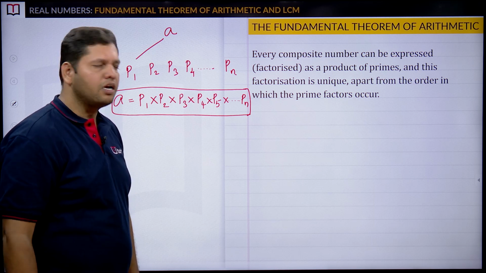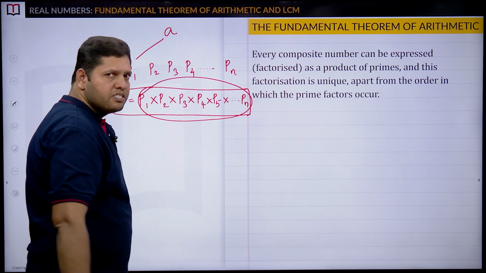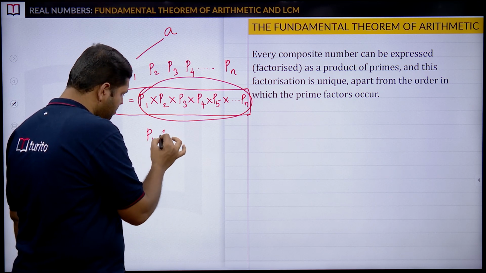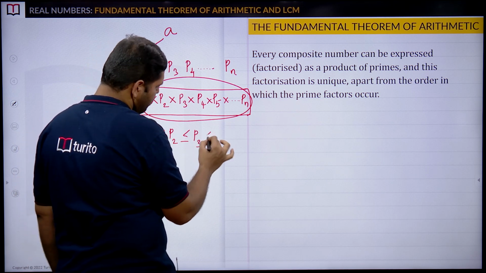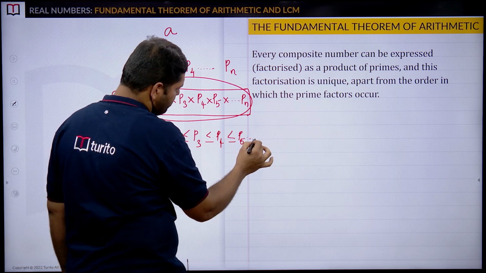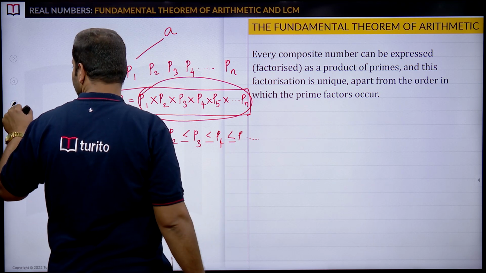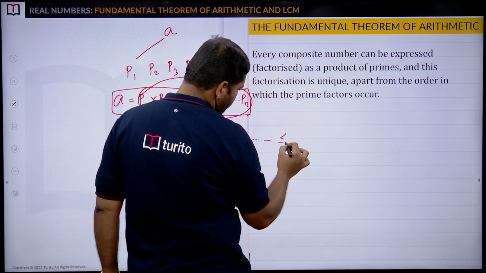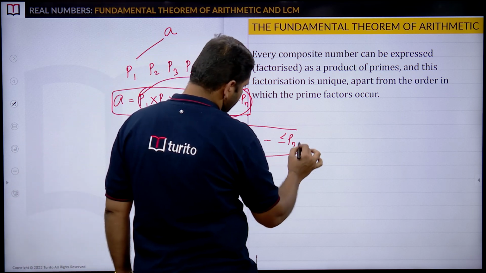Isn't it? Now think, children, these may all be the same or they may be different. So how can we write them in ascending order? P1 is less than or equal to P2, less than or equal to P3, less than or equal to P4, less than or equal to P5, and so on up to Pn. So what do we call this, children? It is the fundamental theorem of arithmetic.